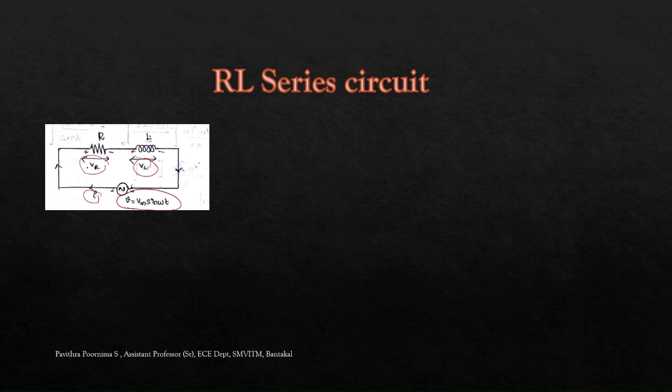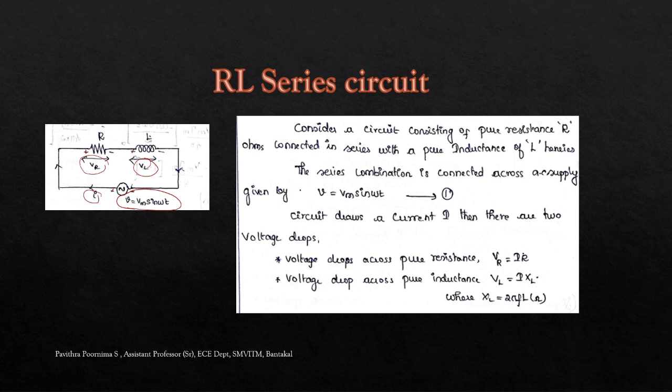So here R and L both are connected in series. VR is the voltage across the resistor and VL is the voltage across the inductance, and the current I flows the same through the resistor as well as the inductance. And V equal to Vm sin omega t, we are considering it as the first equation. It is the mathematical representation of the applied voltage.